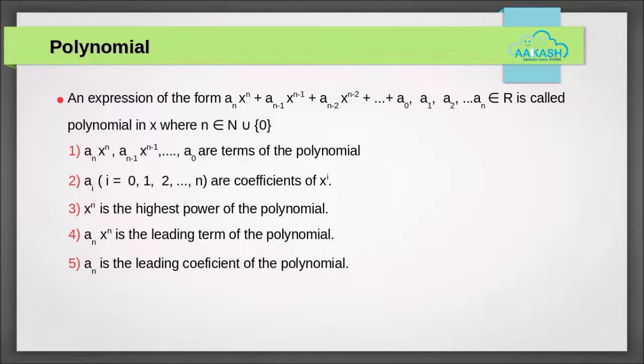In this expression, a_n x^n, a_(n-1) x^(n-1) till a_0 are terms of the polynomial. a_i, that is i is equal to 0, 1, 2 till n, are coefficients of x^i. x^n is the highest power of the polynomial. a_n x^n is the leading term of the polynomial. a_n is the leading coefficient of the polynomial.